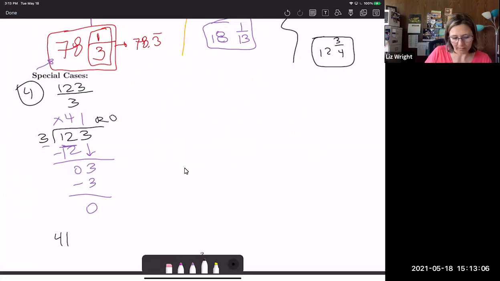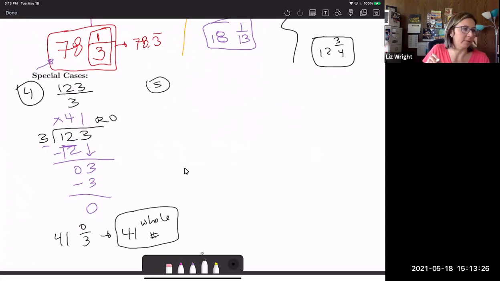What do I do with that? I can write 0 over 3. Do I need to write it like 0 over 3? No, you don't. You don't have to. So it's just 41. So why is it a special case? Because it's a whole number. We're not going to get a mixed number. So it's a special case because you get a whole number.